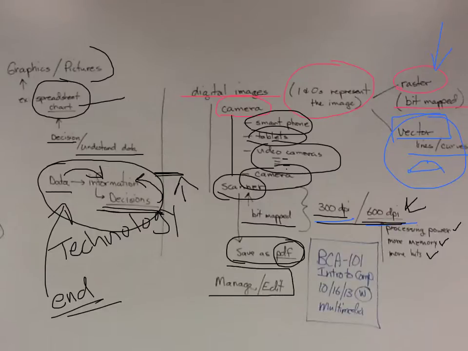How do we manage and edit? There's all kinds of software, everything from freeware to software that can be pretty expensive. For example, for raster graphics, Photoshop can be used to manage those, and Illustrator, both Adobe products. Illustrator can be used to create and manage vector graphics.